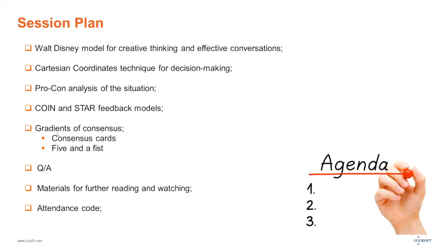We will also learn about gradients of consensus, because sometimes yes is 100% yes, but sometimes yes can be like I can live with it, or I don't mind doing something, but it is not 100% yes. And the same situation with no. For group conversations and group decision making, we should take into account this idea that sometimes there is not only black and white, not only yes and no, but there are some other gradients.